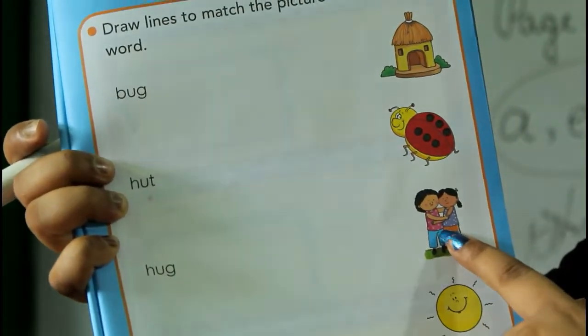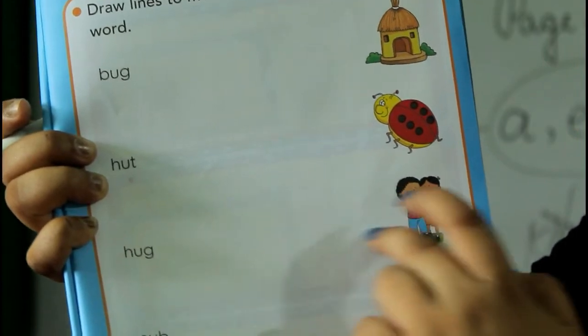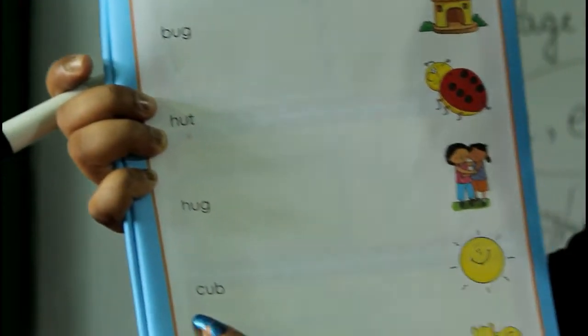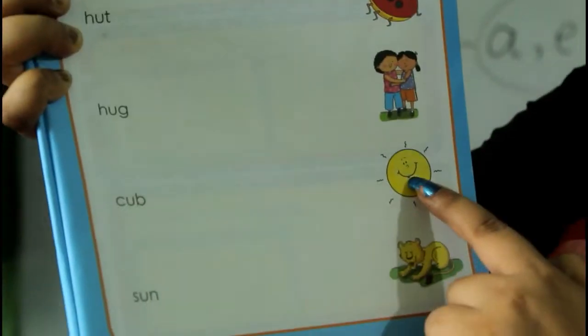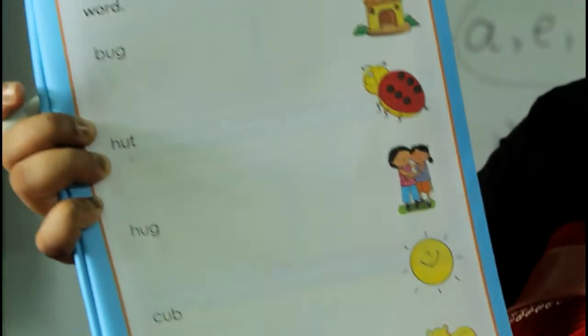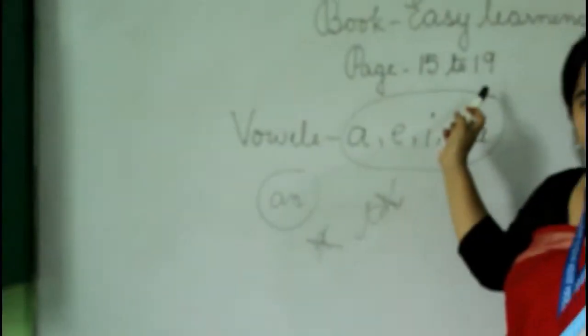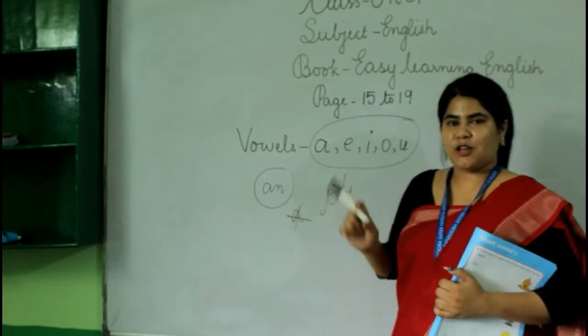H-U-G, hug. Here it's hugging. Okay. H-U-G, hug. Then you will match over here. Then C-U-B, cub. It is there. You will match it. Then S-U-N, sun. You will match here, okay, in this way. So in this way you have to complete page number 15 to 19. Okay students? So that's all for today.